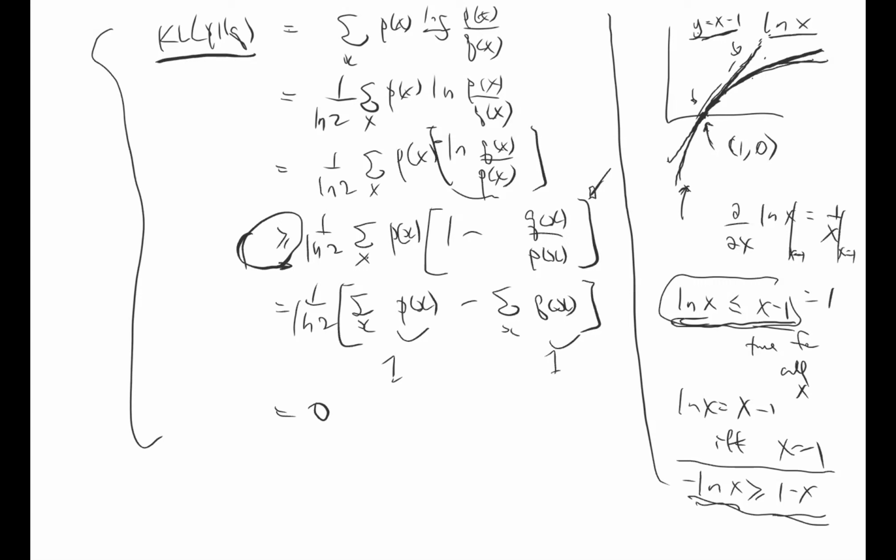And what's the condition for equality to hold? It holds only when this x is equal to 1, and this being equal to 1 just means that P is equal to Q. So the KL-divergence is always non-negative and is equal to 0 only when P and Q are the same. So it represents some kind of measure of distance. Any questions so far?